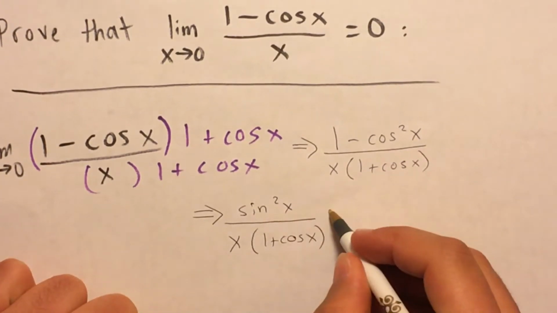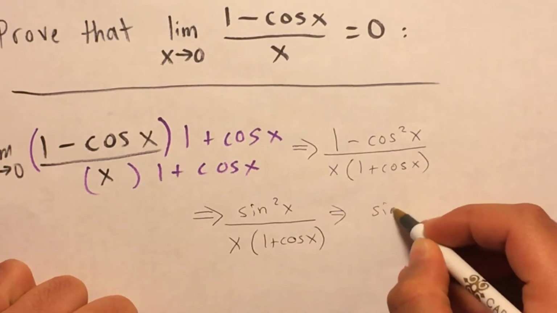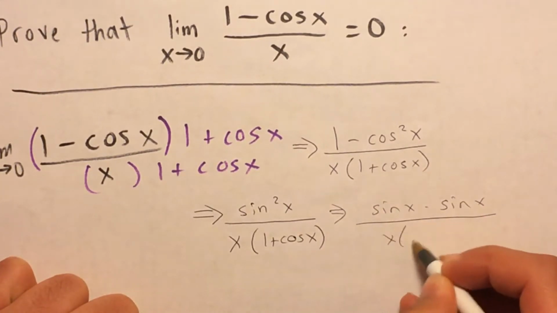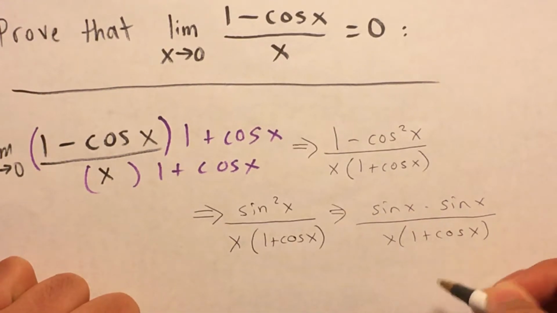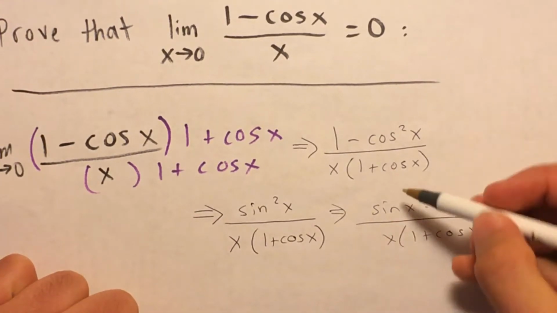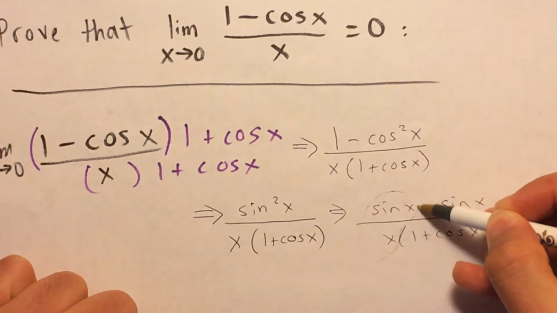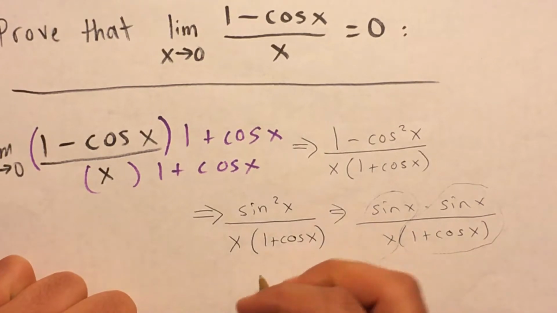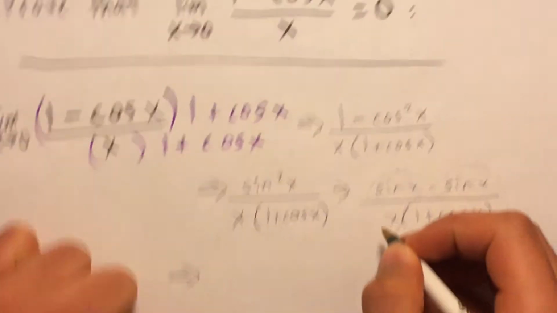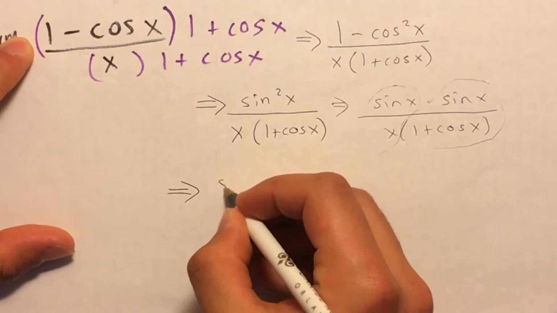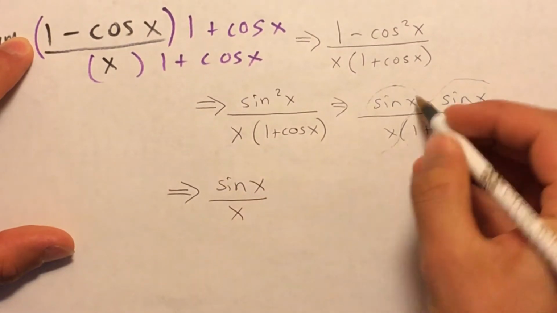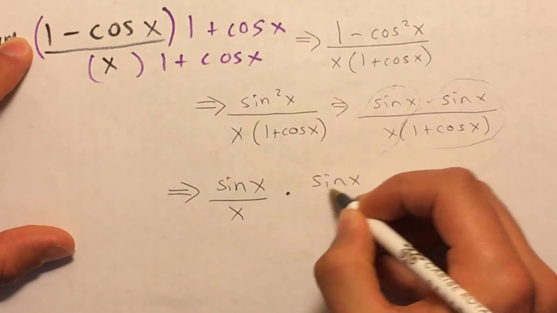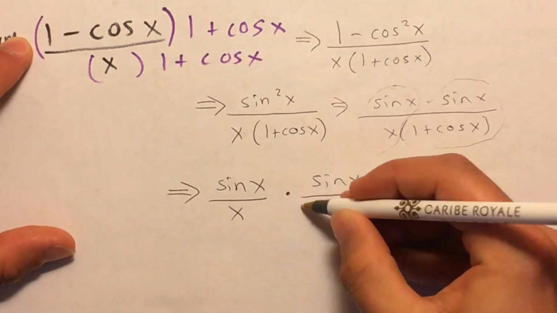Okay, so sine squared of x could also be written as sine of x times sine of x. And then we keep the bottom the way it is. Now we could split the top. We could have sine of x over x, and then we could have sine of x over 1 plus cosine of x. So continue right here. It would be then sine of x over x, so got this part, and multiply it by sine of x over 1 plus cosine of x.